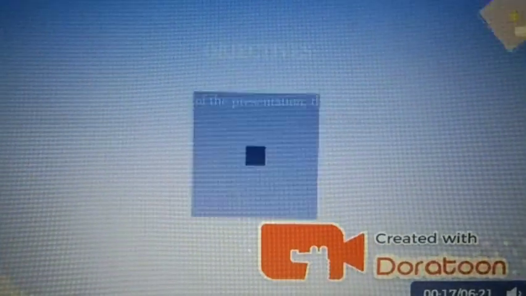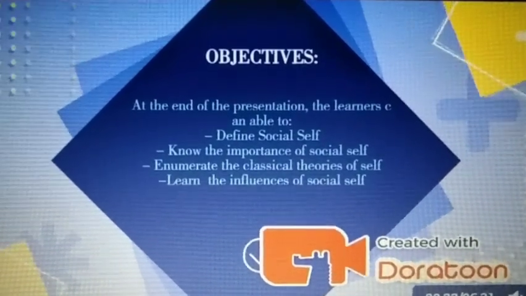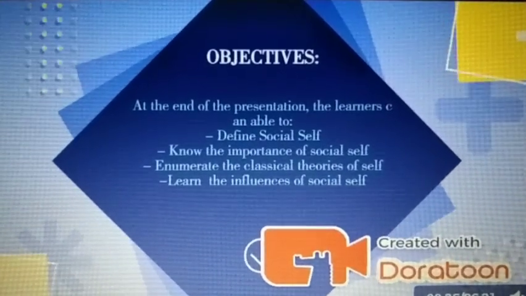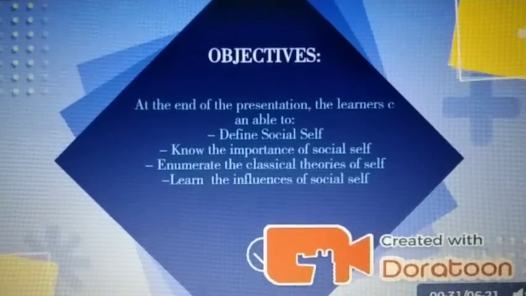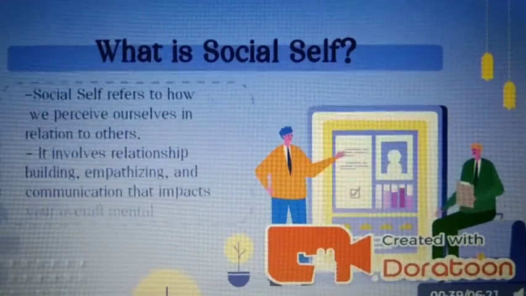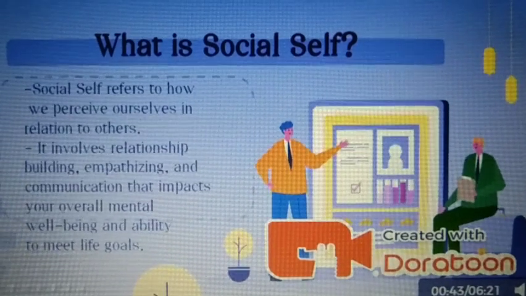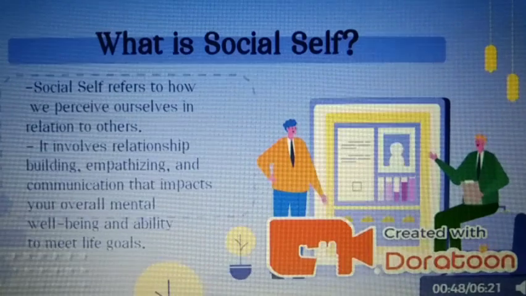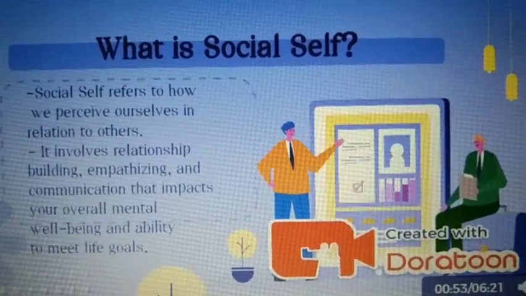For the objectives, at the end of the presentation, the learners will be able to define social self, know the importance of social self, enumerate the classical theories of self, and learn the influences of social self. What is social self? Social self refers to how we perceive ourselves in relation to others. It involves relationship building, empathizing, and communication that impacts your overall mental well-being and ability to meet life goals.